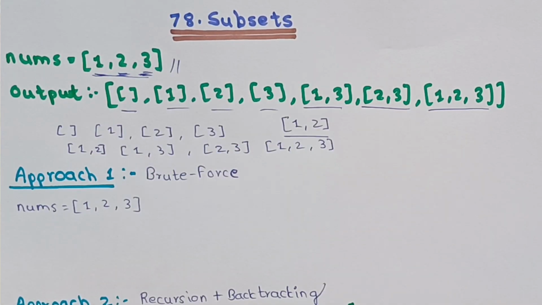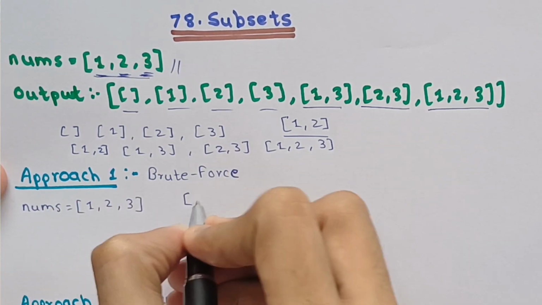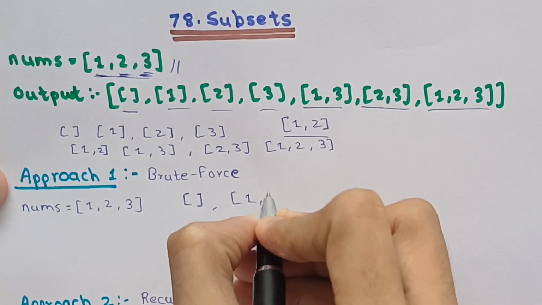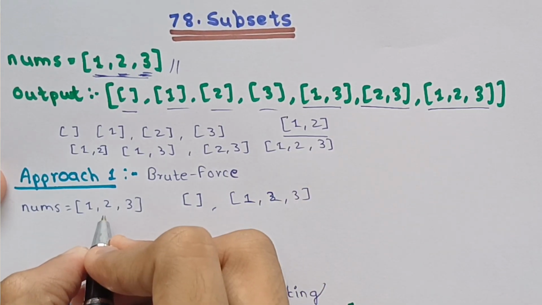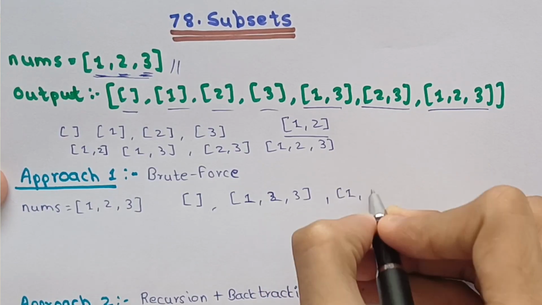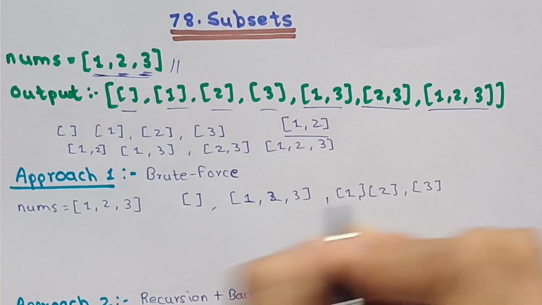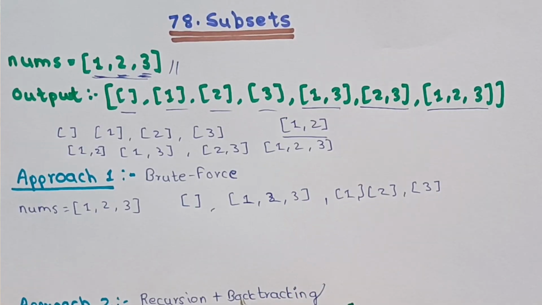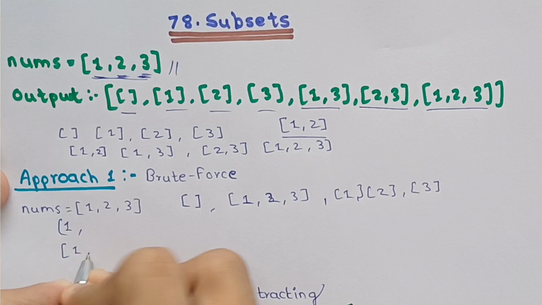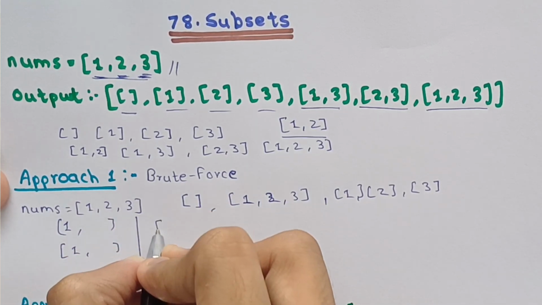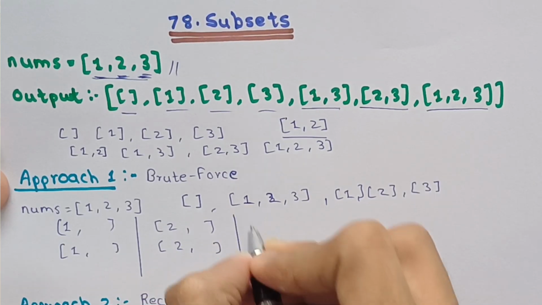Let's understand approach 1, which is the brute force approach. In the brute force approach, we will simply take the null set and all 3 elements. That is the first step. Then we will take the combinations of all, and we will take 2 and 3 individually also. Then we will take the combinations with 1 separately, combinations with 2 separately, and combinations with 3.